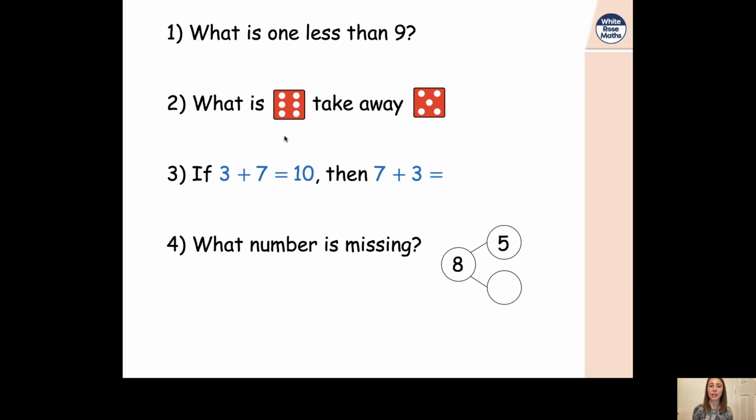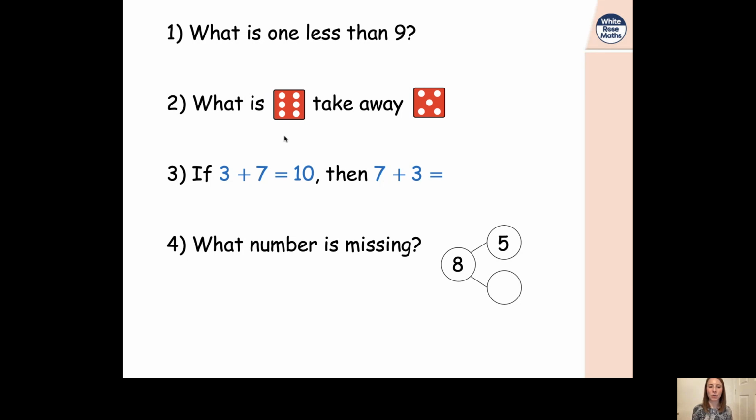Okay, question number 2, look at the dice. It says, what is this number take away this number? So work out what the numbers are and then see if you can write the subtraction sentence. Pause the video and have a go at home. Okay, question number 3. If 3 adds 7 equals 10, then what does 7 add 3 equal? Pause the video.